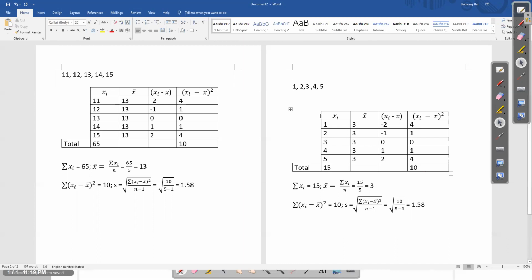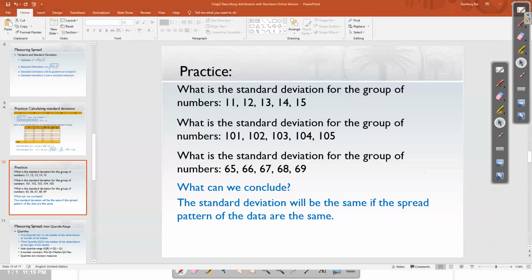Keep in mind what the standard deviation measures. Standard deviation is a measure of spread, right? So when you have exactly the same spread pattern, then they should have the same standard deviation, right? So then we can realize, standard deviation of any 5 consecutive integers are gonna be the same, right? So the standard deviation of 101, 102, 103, 104, and 105 is 1.58, right? Any 5 consecutive numbers have the same spread. They should have the same standard deviation.